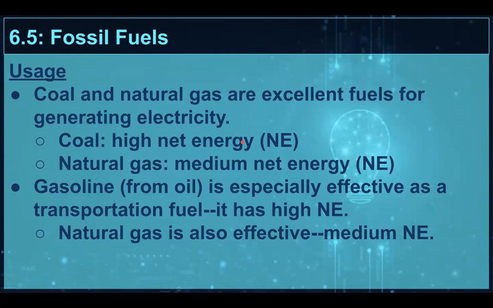Right, and now finally, how about the usage? So coal, natural gas, and gasoline all have pretty good net energy. Coal has very high net energy for the generation of electricity, meaning that it burns nice and hot. It's going to be able to give us lots of energy. And high net energy, meaning that all of the energy that goes into getting it, extracting it, processing it, etc., is going to be offset very well by the amount of energy that we get from coal in order to generate electricity.